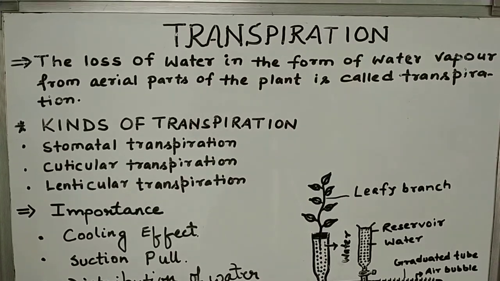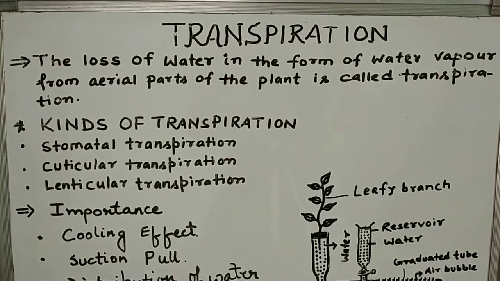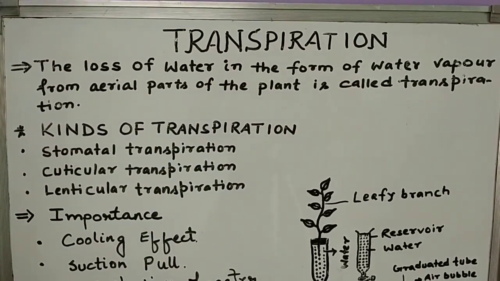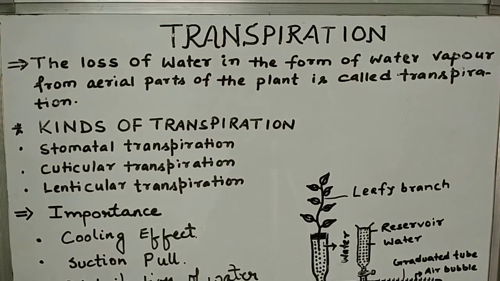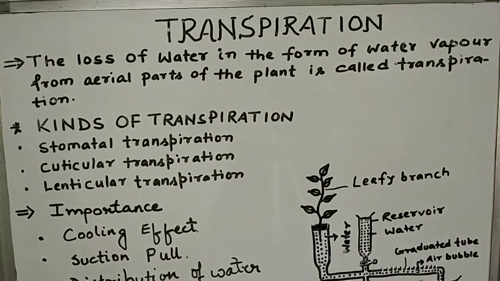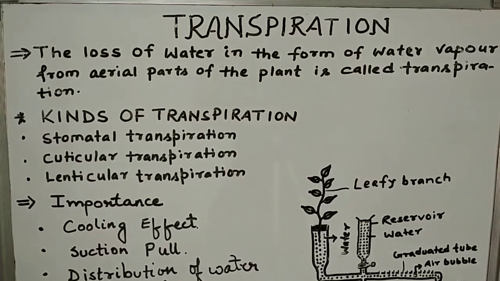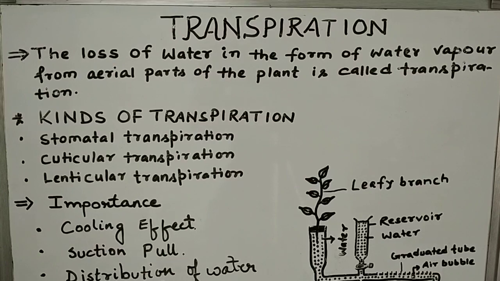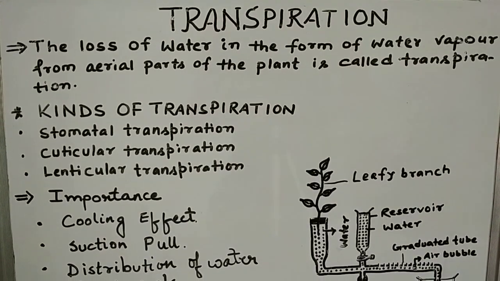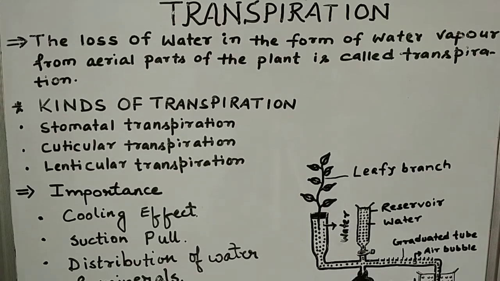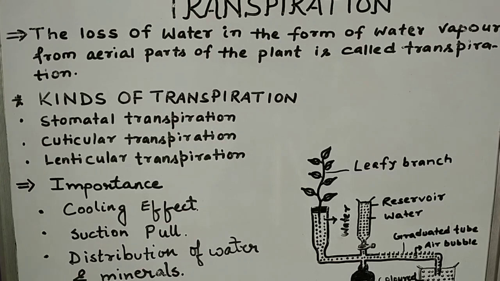Today in this video we are going to start a new chapter under plant physiology, that is transpiration. Transpiration is a physiological process in the plant where loss of water takes place in the form of water vapor from the aerial parts of the plant. Now we need to understand that the loss is in the form of water vapor, and there are some parts from where this water vapor is released out into the atmosphere.